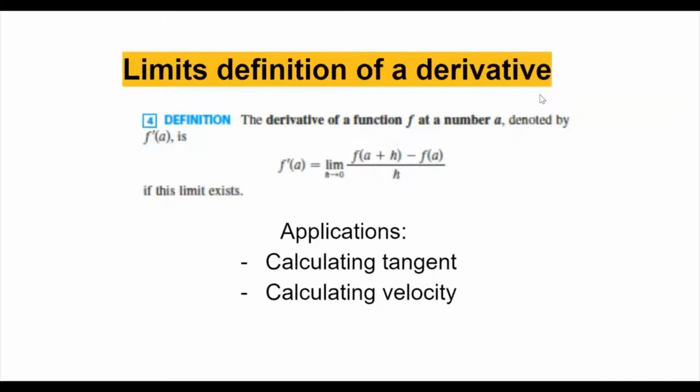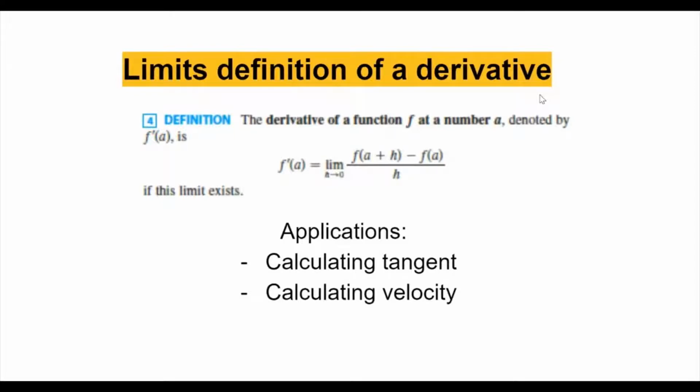Let's deal with the idea of the limit definition of a derivative. When it comes to the limit definition of a derivative, the questions would mainly be concerned with calculating the tangent and calculating velocity. The limit definition of derivative is f dash of x, which is also the derivative of the function of x at number a, and can be defined as limit h tends to 0 of f of a plus h minus f of a, divided by h.